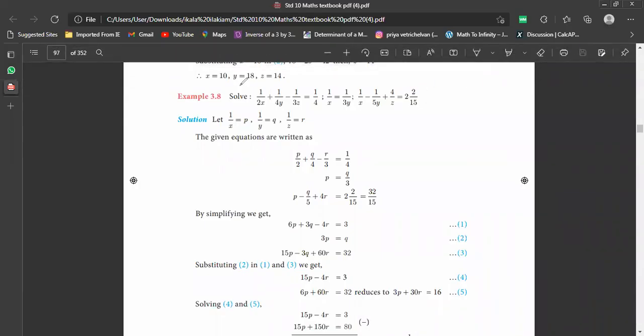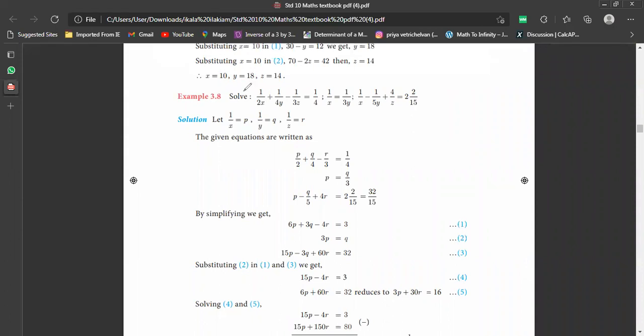Okay, so here the algebraic equation is in the form of a combination of fractions. So let's change this. Here we have 1 by 2x, 1 by 4y and 1 upon 3z. For our convenience, we can assume this 1 by x as p. You can assume a, b, c also, it's your convenience. You can assume any variable except x, y, z. So I'm assuming 1 by x as p, 1 by y as q, 1 by z as r.